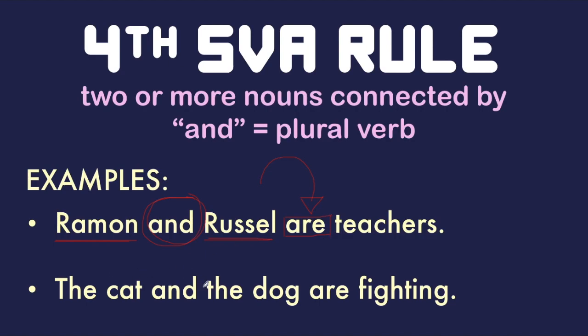The cat and the dog are fighting. All right. Again, you can see the conjunction and. And we're talking about the cat as well as the dog. Right? So we're talking about 2 animals. Therefore, we use a plural verb.